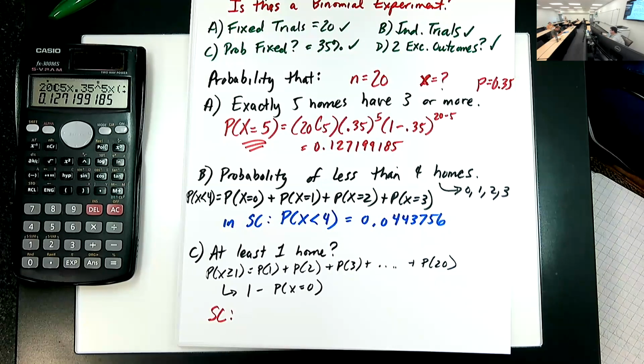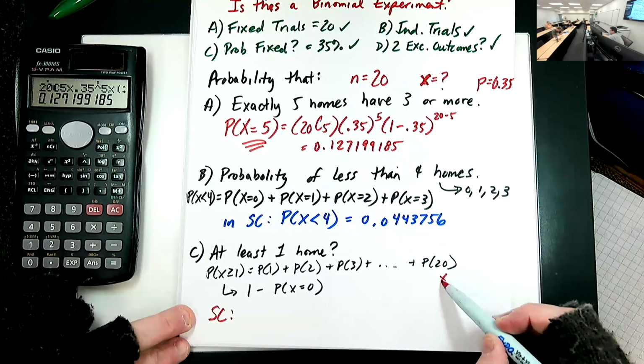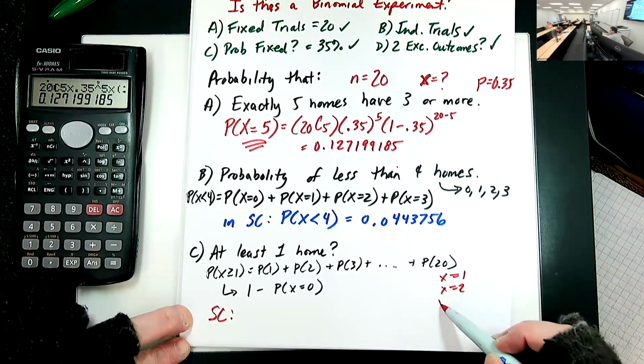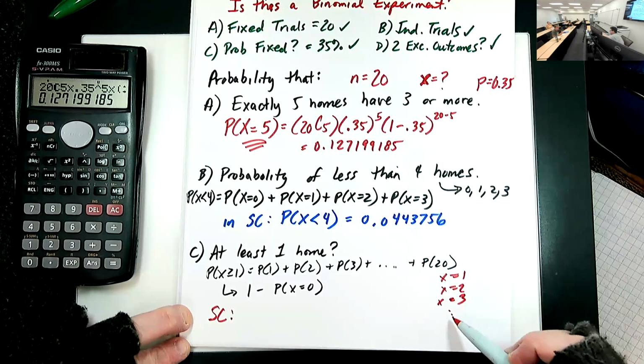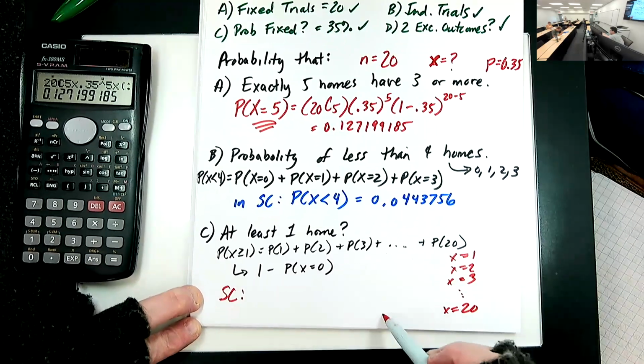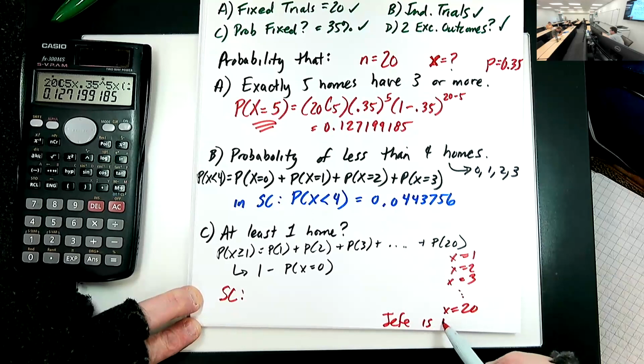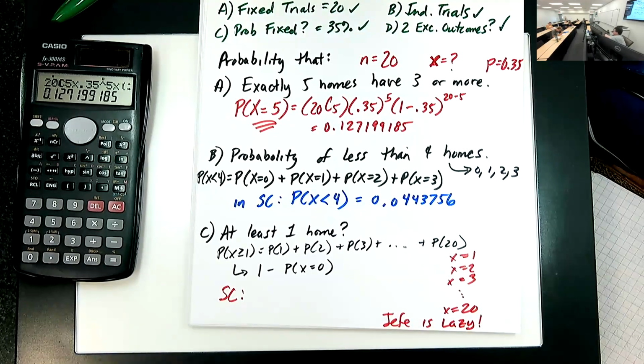How come we don't put X equals this instead of just 1, 2, and 3, 4? You should put X equals 1, X equals 2, X equals 3. I verbally said I was being lazy. But these are really X equals 1, X equals 2, X equals 3, up to X equals 20. I'm just being lazy. Don't be like me in that regard.